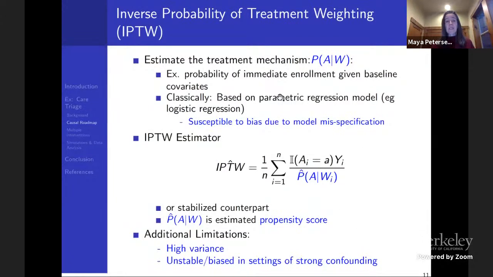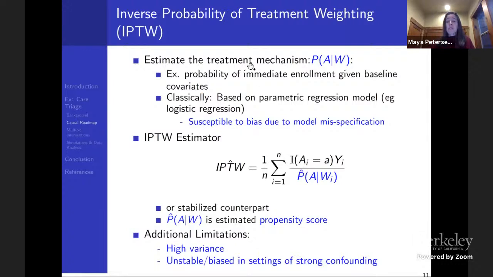This estimator is based on estimating the treatment mechanism. So in our case, the probability of enrolling immediately into the program given baseline covariates. And at least classically, this was based on parametric regression models, such as logistic regression. Now, the problem with that is that the adjustment done by this estimator relies completely on this estimate of the treatment mechanism. So if that's based on a misspecified parametric regression model, then the estimator is susceptible to bias. And this was a question that came up in the chat yesterday, which was, could you not estimate this with something like machine learning or super learning? The answer is yes, but it raises challenges for statistical inference.